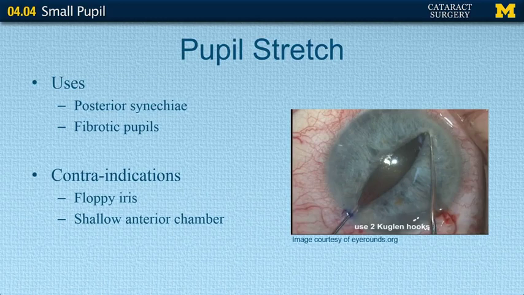However, you don't want to use pupil stretch in cases of floppy iris because that's just going to make the floppy iris more pronounced and it's going to complicate the surgery even more. Also, you tend not to want to do it in a shallow anterior chamber because there's a risk that the instruments may hit the cornea and cause some endothelial dysfunction.